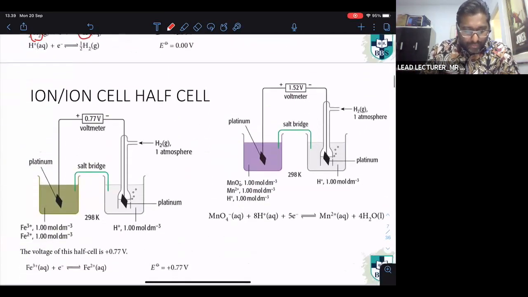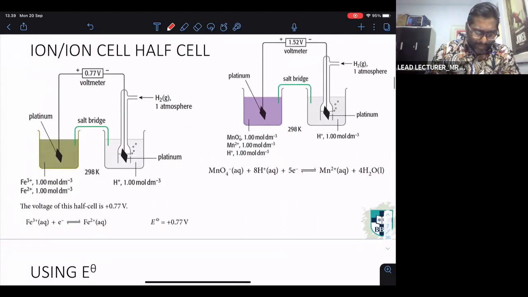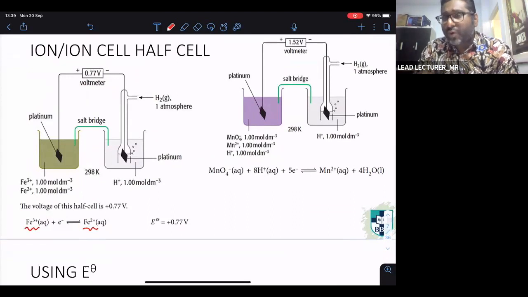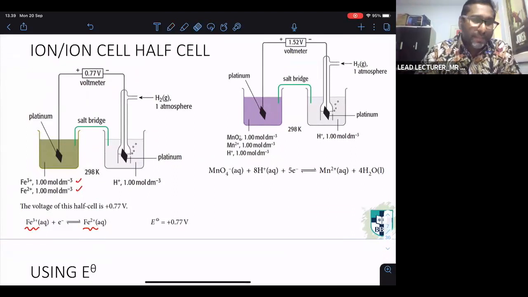Let's move on to the third example, which is ion-ion. You can see one example here, Fe3+ and Fe2+. Both of them are aqueous ions, and you cannot separate them. You put them together, you mix them.